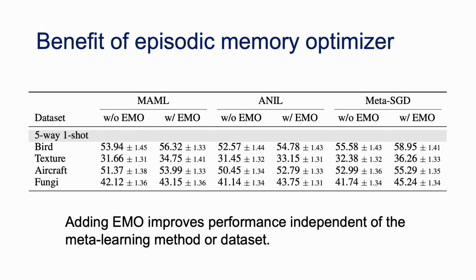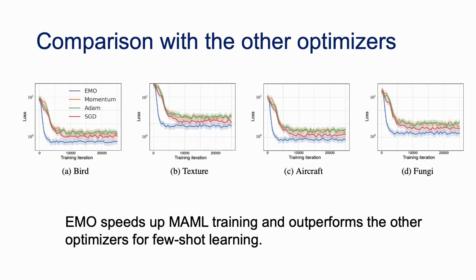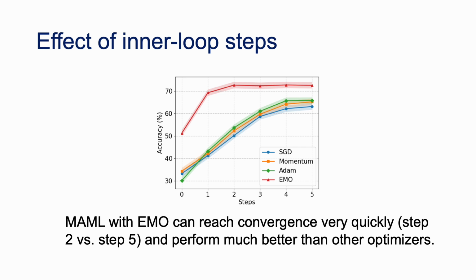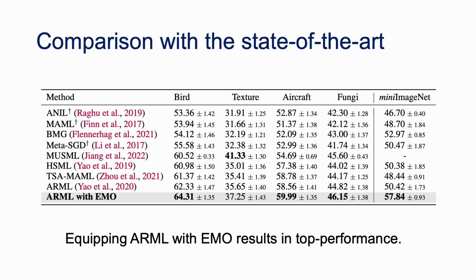And here are the benefits of our episodic memory optimizer. We can see that adding EMO improves performance independent of the meta-learning methods and datasets. EMO speeds up the meta-training and outperforms other optimizers for few-shot learning. Here we show the effects of inner loop steps, and the model with EMO can reach convergence very quickly. For example, step 2 versus step 5, it performs much better than the other optimizers.